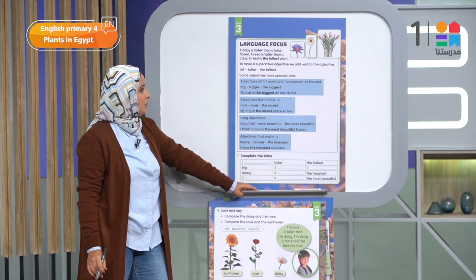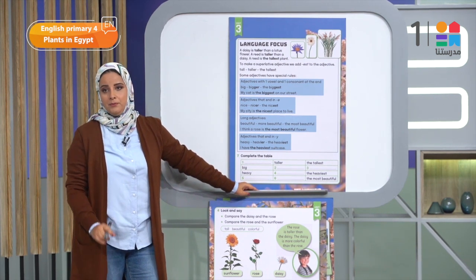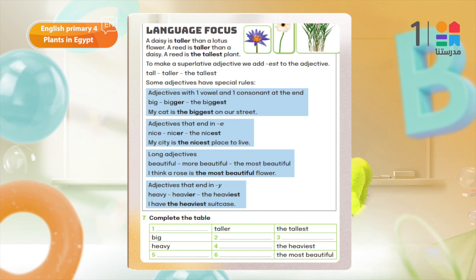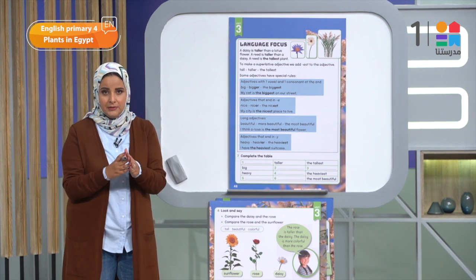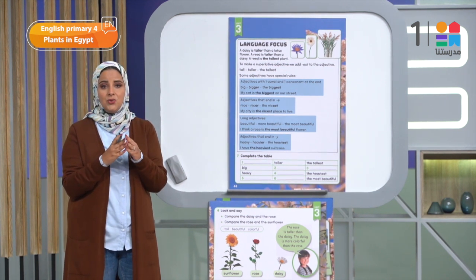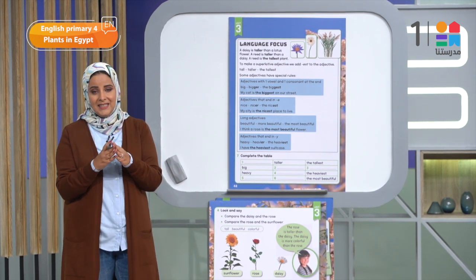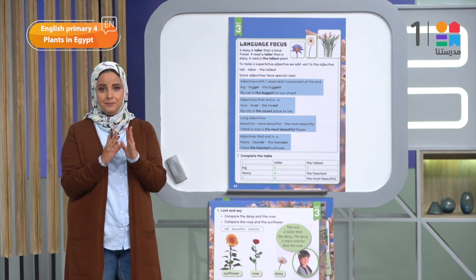Here we are going to talk about the superlative form. What do we mean by superlative adjective? The superlative adjective is to add est to the word. One more time. What do we mean by superlative? Superlative is to add est to the adjective.